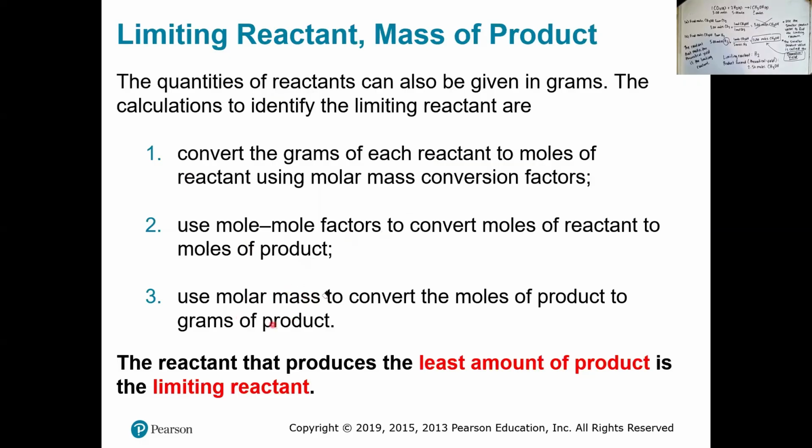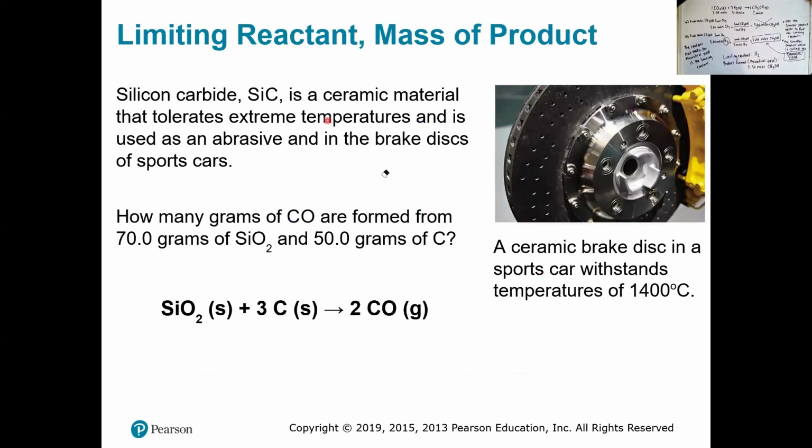And step 3, we can apply to our theoretical yields only. You don't need to find the gram values for both reactants. If you have already figured out which reactant is your limiting reactant, then you can use that calculation and apply step 3 to it. Okay. And remember that our reactant that produces the least amount of product is going to be our limiting reactant. So we're going to look at this example next.